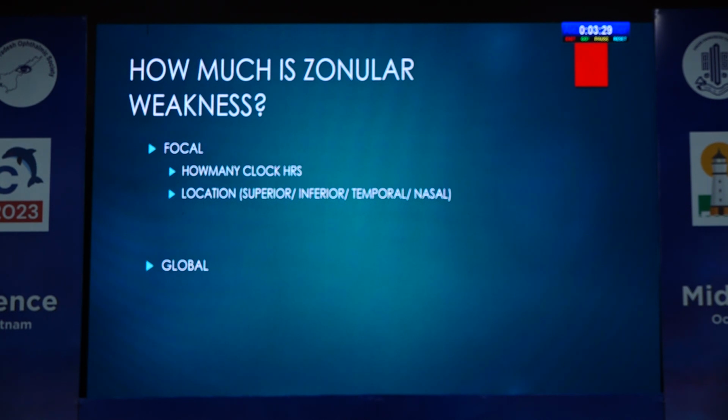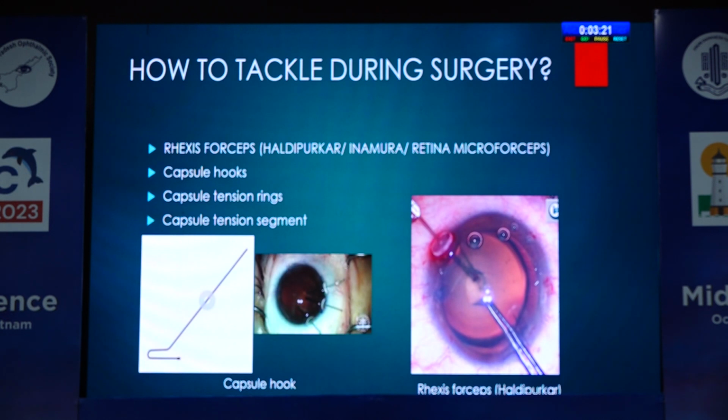So we always had to keep in mind our incision, the phaco incision, and also putting the IOL. How to tackle during surgery? For the rhexis, many people use a 26 gauge bent needle cystitome, but in weak zonules, rhexis forceps, either Haldipurkar forceps, Inamura forceps, retinal microforceps, or whatever, give much more control over the rhexis.